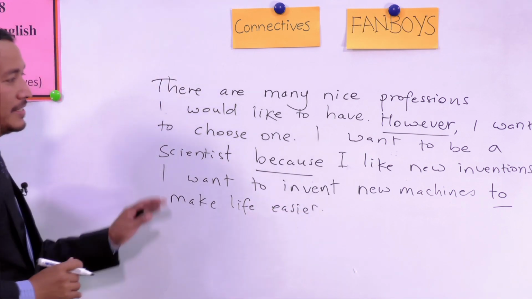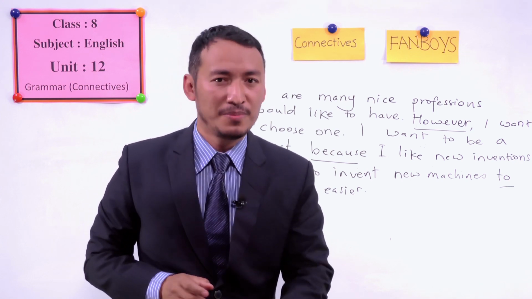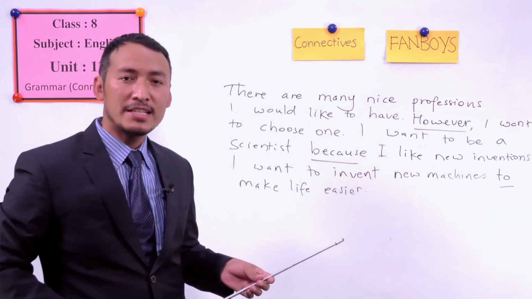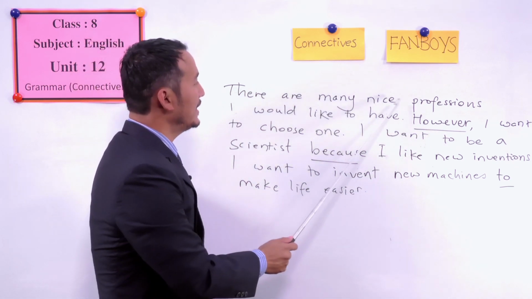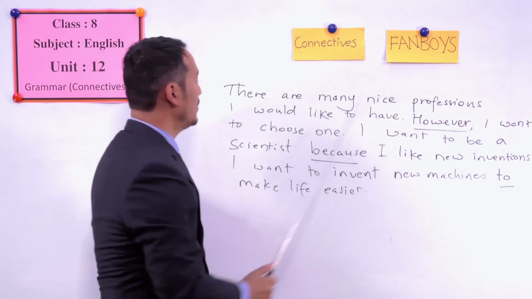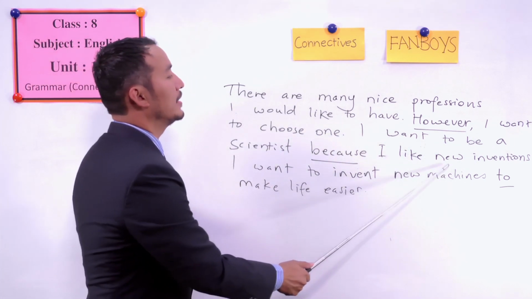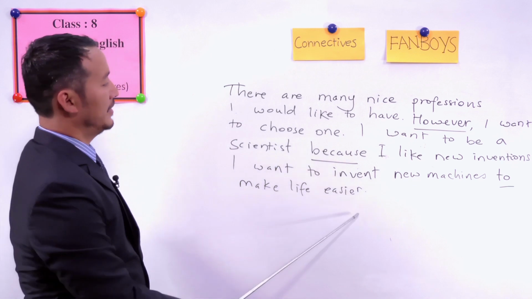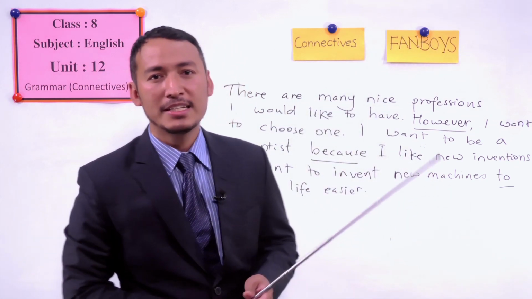Okay, students. Likewise, you can create your short paragraph about your professions using these connectives, FANBOYS or other contrast connectives or purpose connectives. So you have here like this: There are many nice professions I'd like to have. However, I want to choose one. I want to be a scientist because I like new inventions. I want to invent new machines to make life easier. Okay, so here it shows reason, it shows purpose, and it shows contrast in your sentences.